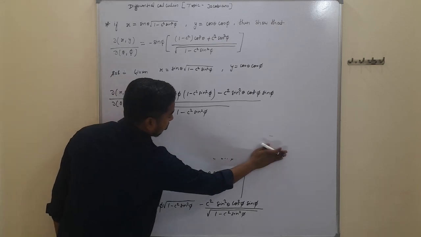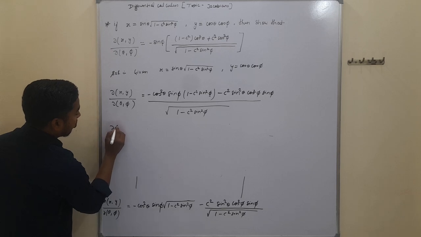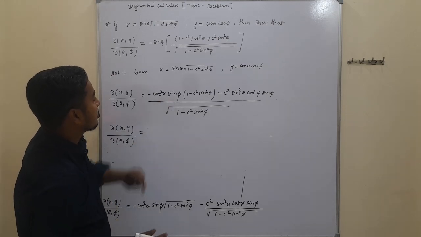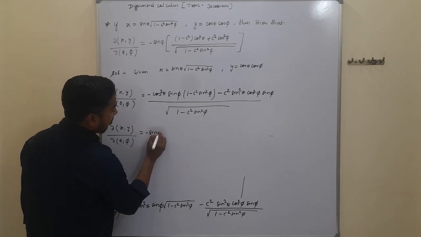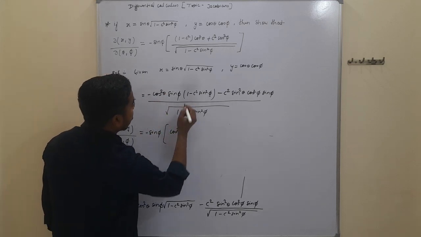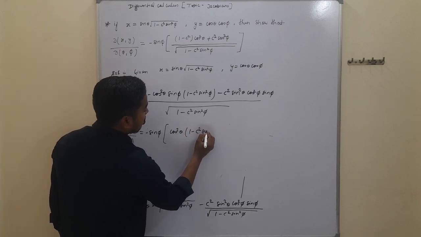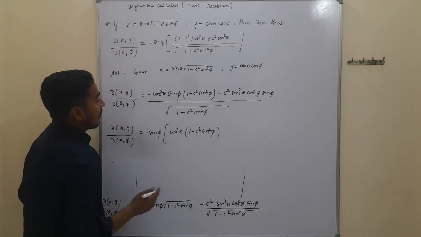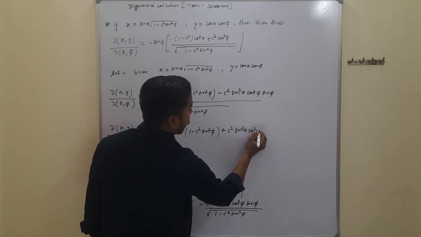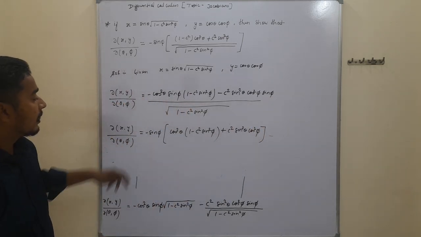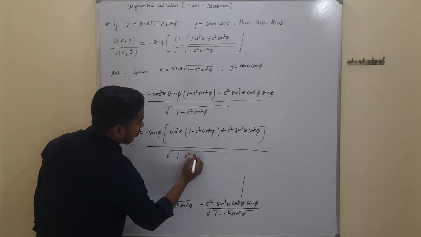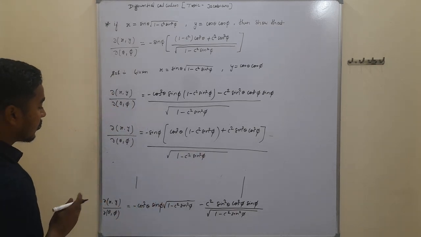Further we have to simplify. We can also write del of x comma y upon del of theta comma phi is given by, taking minus sin phi common from the numerator, this gives cos square theta, and here is 1 minus c square into sin square phi, plus c square sin square theta into cos square phi, with sin phi taken common from the numerator, and the remaining is upon under root of 1 minus c square into sin square phi. And further we have to simplify.